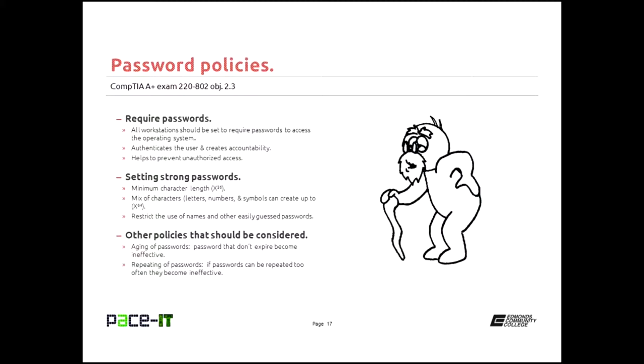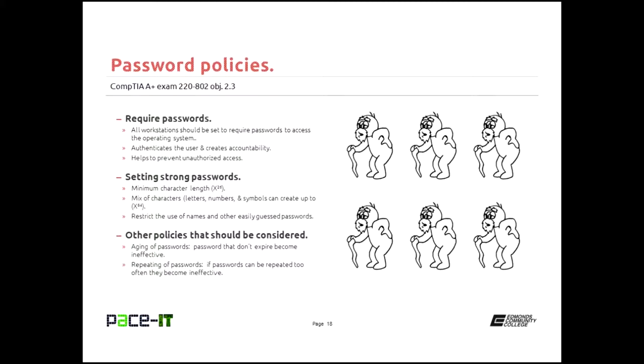Other policies that should be considered? Well, let's talk about aging of passwords. You should put a lifespan on passwords. Passwords that don't expire become ineffective and they often become well known.